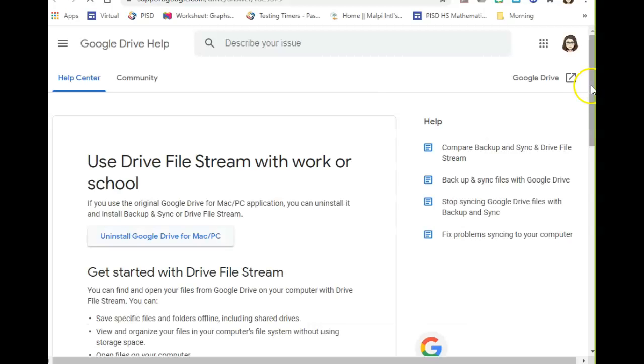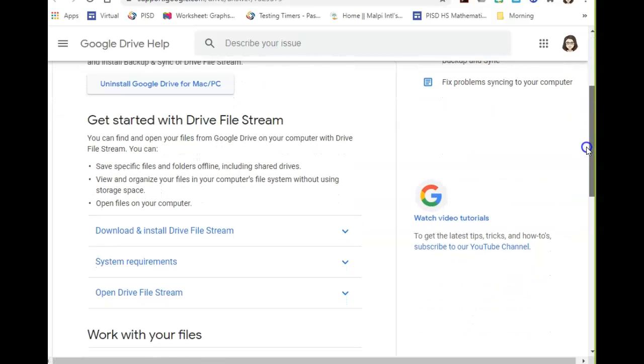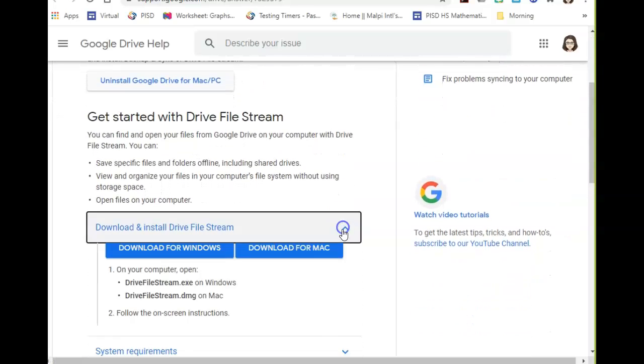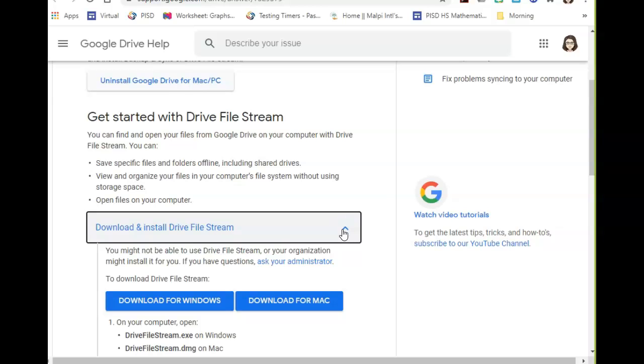Most likely you don't have the old version, so I wouldn't worry about that. Then download and install Drive File Stream, and then download for Windows. I'm not going to actually do it because I already have it. It'll download, and then you can run it. Since it's going to sync everything, it might take a little while. But eventually, down at the bottom right, where you have the little icons of things running, you'll have a little Google Drive, and it'll open every time you start your computer.